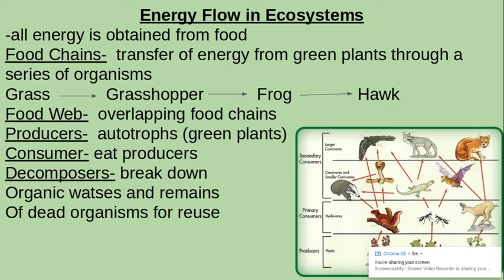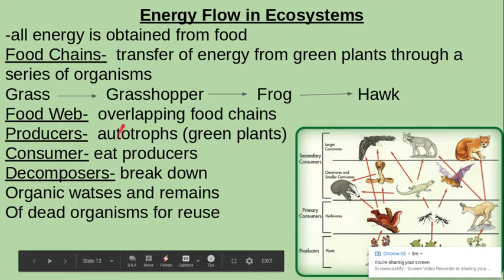Energy flow in ecosystems. All energy is obtained from food. Food chains, transfer of energy from green plants through a series of organisms. We did this earlier in the year with the owl pellet lab. Remember, I kept saying the arrows go the way the energy flows.